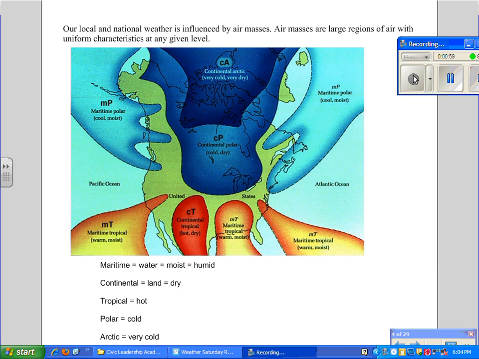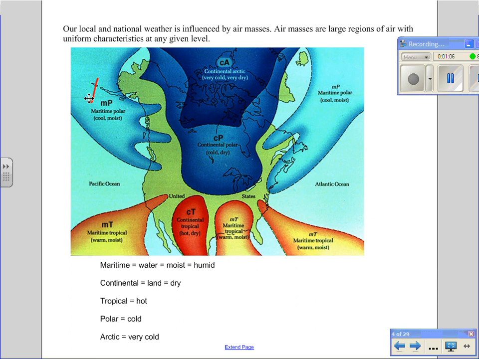Now, we have names for these types of air mass. Okay? We have what we call maritime polar, continental Arctic, continental polar, maritime tropical, and continental tropical. Okay, now the main thing here, you have to be able to recognize the terms and what they mean.